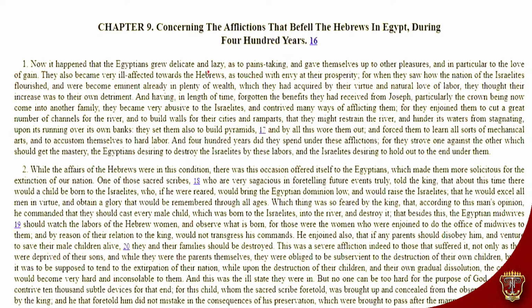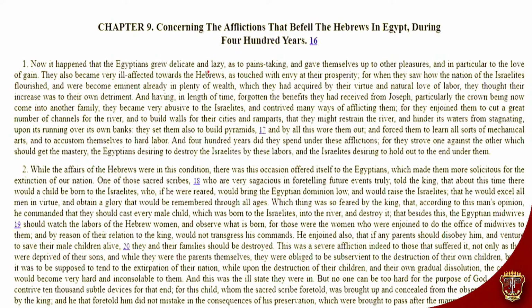Read. "That they might restrain the river and hinder its waters from stagnating upon its running over its banks. They set them also to build pyramids." So it said that we were building basically like a moat, because they didn't want the water to go past this particular point.